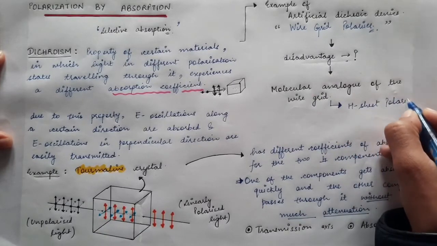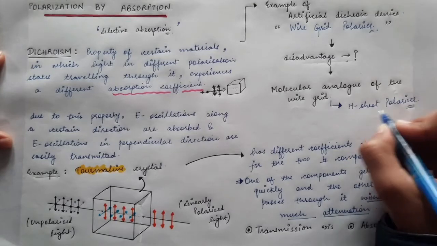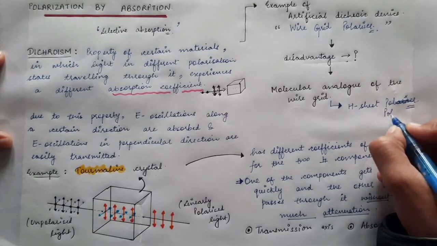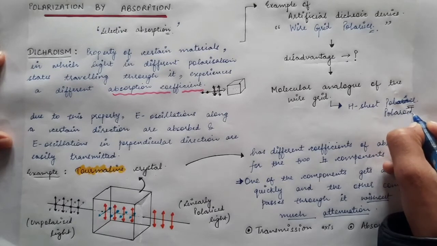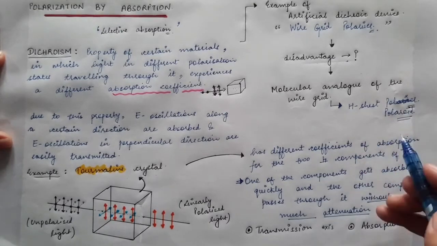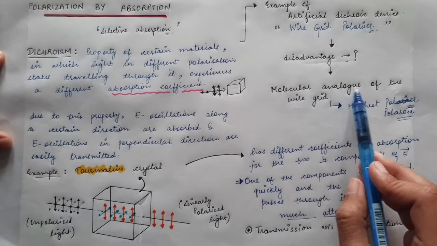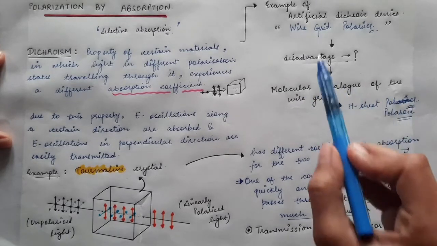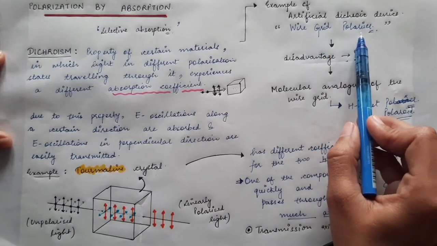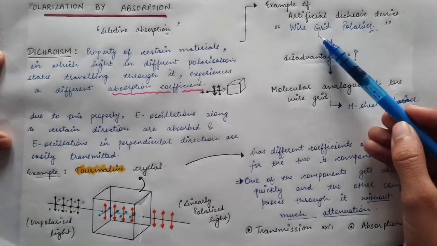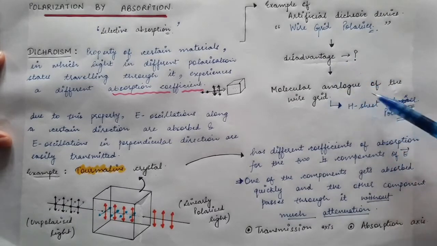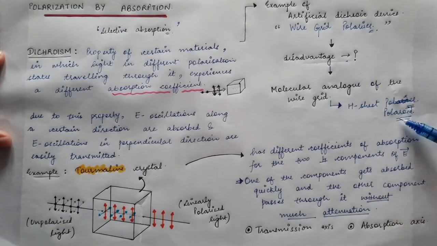And we will see how H-sheet Polaroid is one of the examples of the molecular analog of the wire grid polarizer, and they overcome the disadvantage of the wire grid polarizer. So we will see what a wire grid polarizer is, what its disadvantage is, and how the molecular analog, these H-sheet Polaroids, help us in obtaining the polarized light.